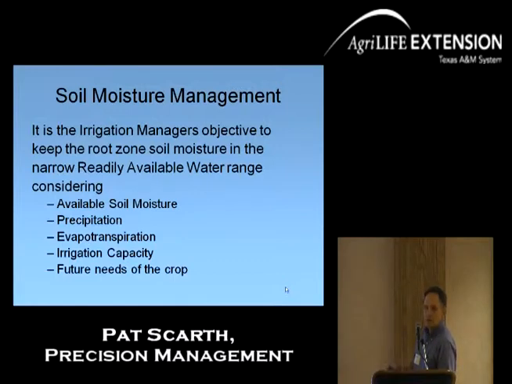Anyway, it's our objective to keep the soil moisture in that narrow range. And to do that, we have to take into consideration the available moisture, precipitation, evapotranspiration, irrigation capacity, and the future needs of the crop. We have to take all that into consideration in making our decision.